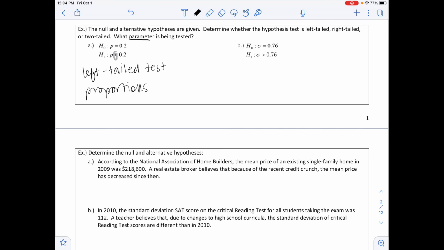For part B, H naught is sigma equals 0.76, and H1 is sigma is greater than 0.76. And we have a greater than symbol in here, and so that means that we have a right-tailed test. And then the parameter that we are dealing with this time is sigma, and sigma stands for the population standard deviation. So this is standard deviation.